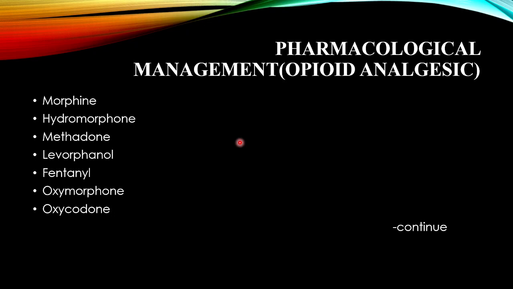Morphine first reduces the calcium entry in the presynaptic nerve. If calcium entry is reduced, then the action potential is also reduced. If the action potential is reduced, then neurotransmitter release is also reduced. If neurotransmitter release is reduced, then pain perception to the cerebral cortex is also reduced and the analgesic effect will be seen. This is the main action of morphine.